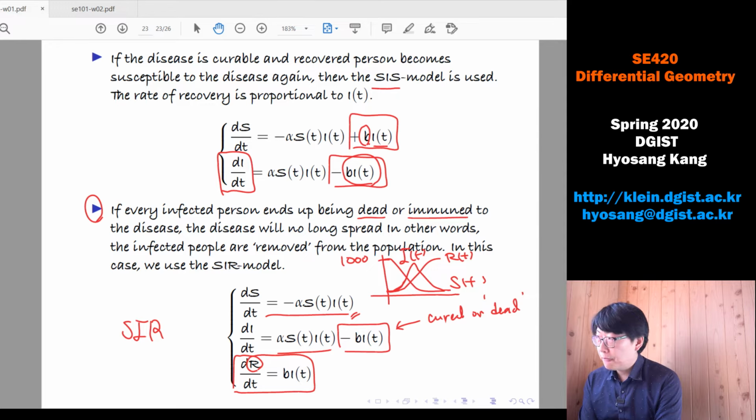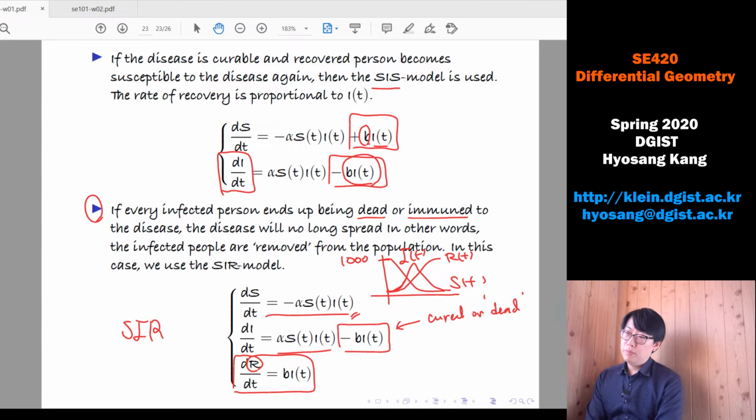So if the infection is not severe, then we can consider that nobody dies because of this disease. It only matters how many people suffer from the disease. So in the SIS model, we don't consider how many people are dead or immune. It only matters the balance between infected people and susceptible people.